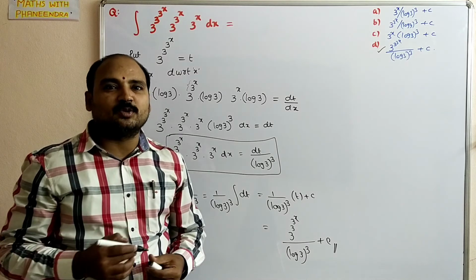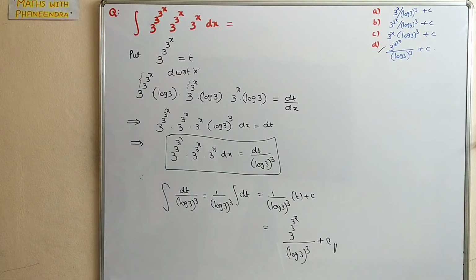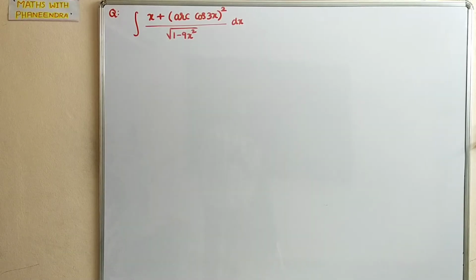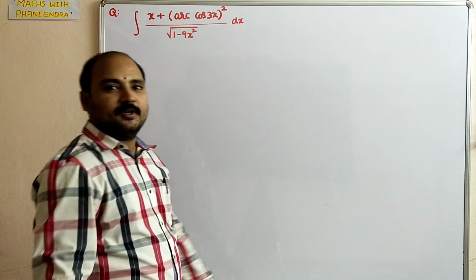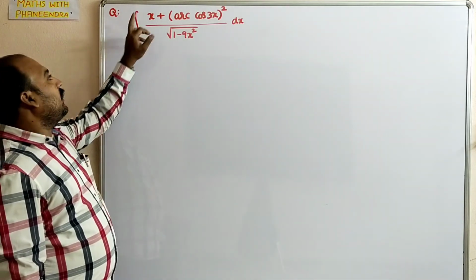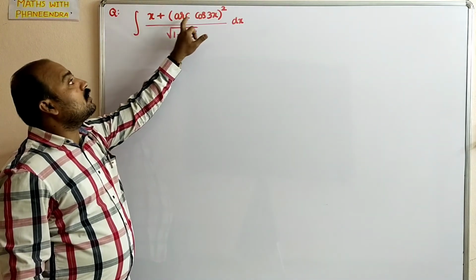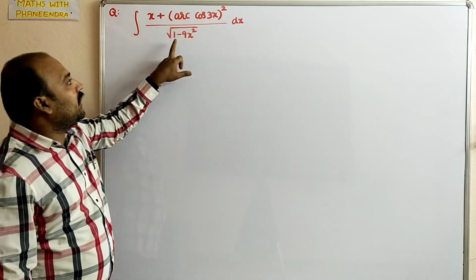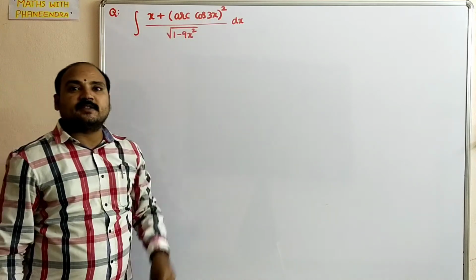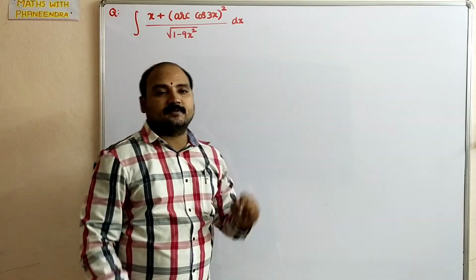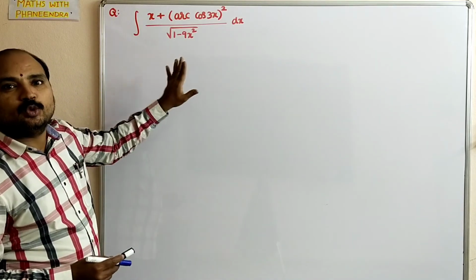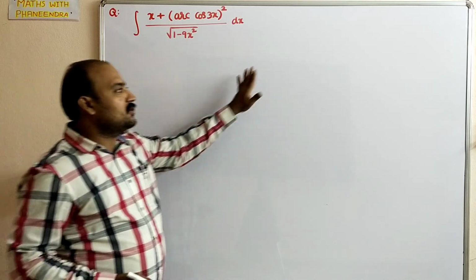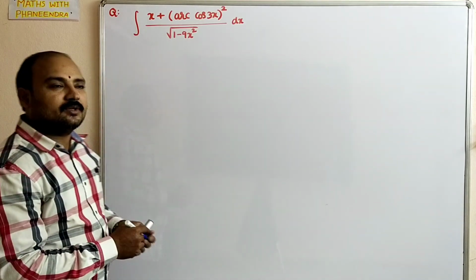We'll move to the next question. The next question here: integral of x plus arc cos 3x whole square by square root of 1 minus 9x square into dx. See, first you have to split into two integrals and then integrate. The options are not given. This is the general question.